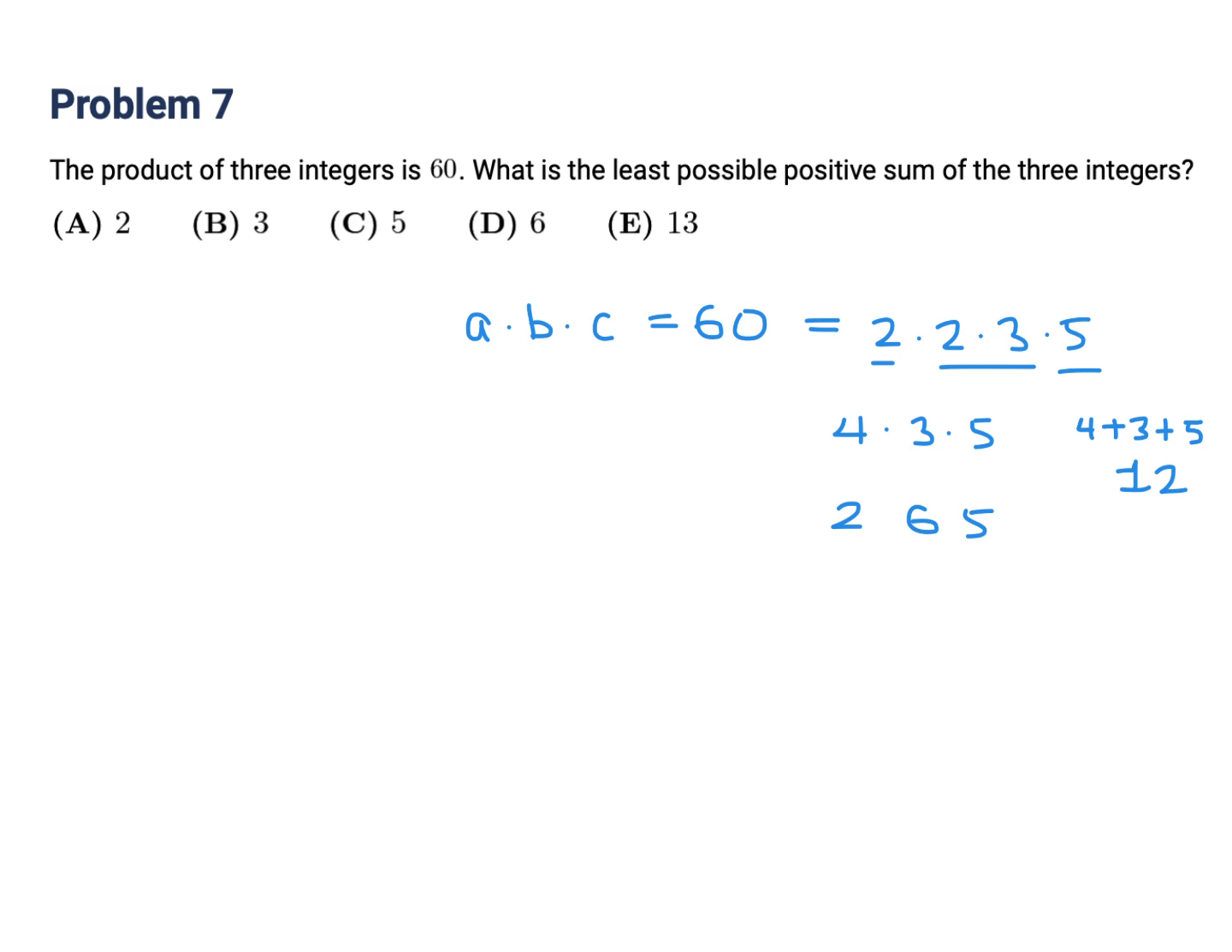That the product would, of course, be 60. And the sum would be 2 plus 6 plus 5, and that is 13. 13 is one of the answers. But they want the least.